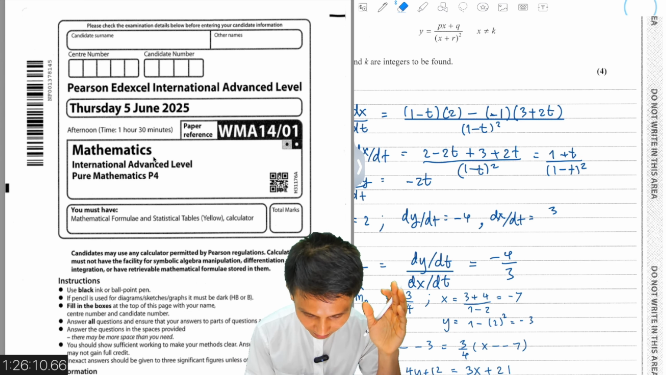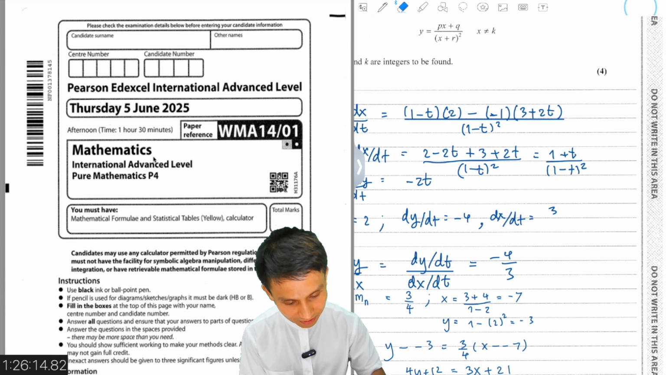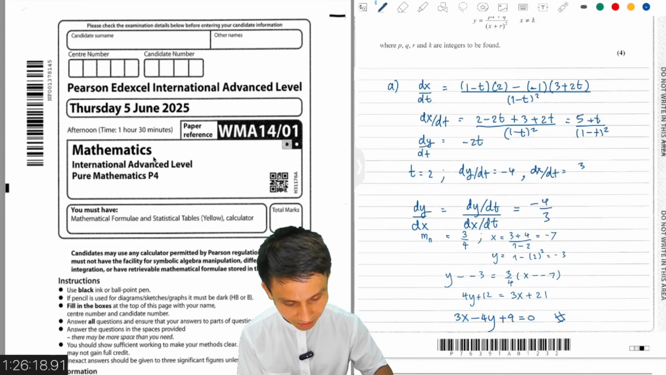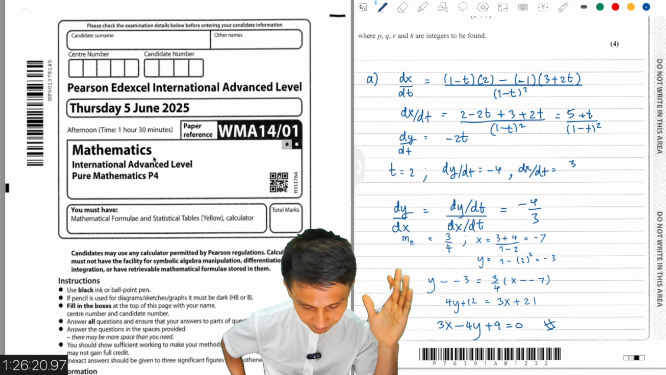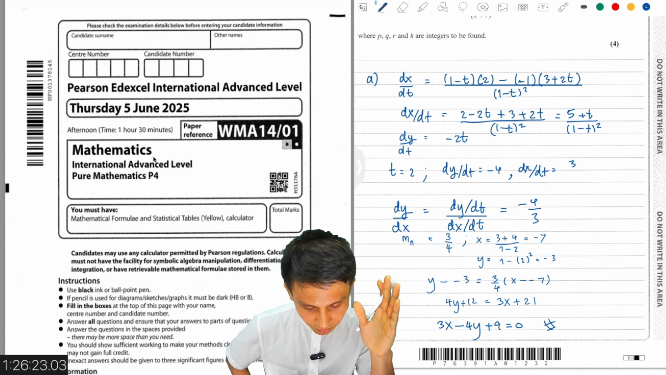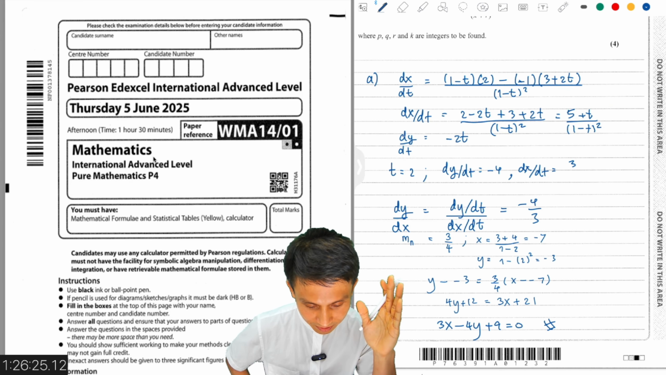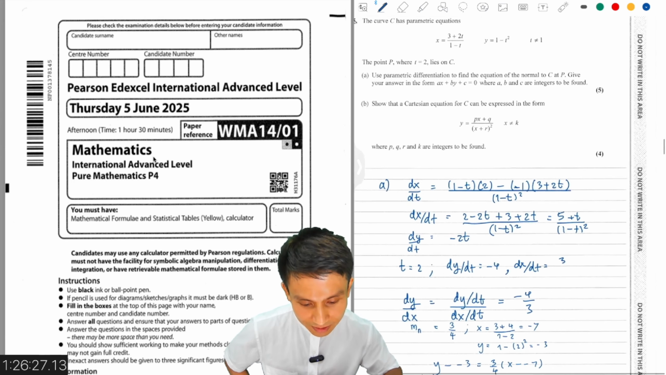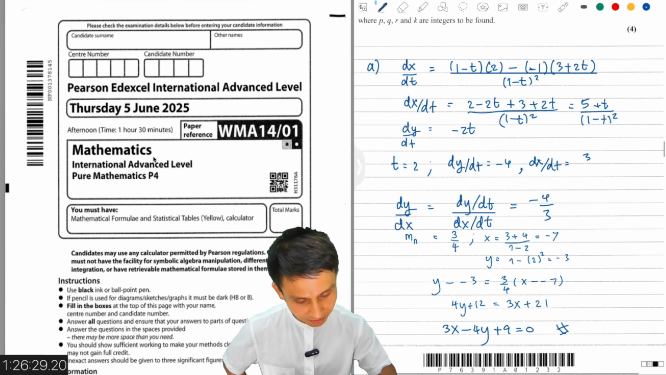So, okay, yeah. So this is 5. Wait, hang on. This is a 5, right? Okay. So if t equals 2 there, okay, so dy by dt, let's check dy by dt as well. So that's minus 2t, so that's minus 4.